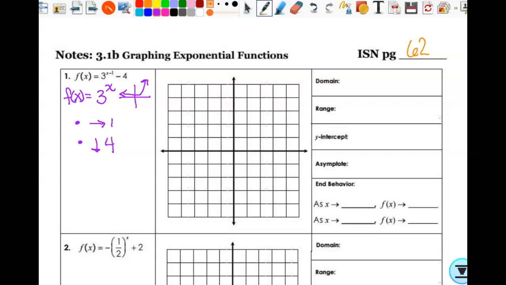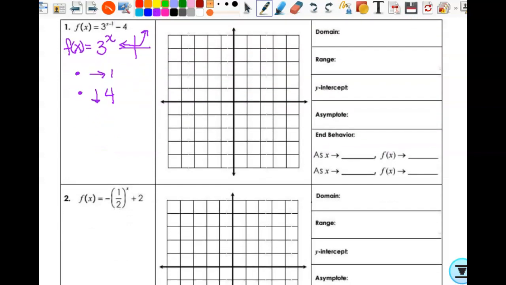What is the only transformation that's going to affect where my asymptote is? The down 4, okay? If I shift up or down. So if this is an exponential, my parent function has an asymptote at y equals 0. This whole graph gets shifted down 4, so that makes it go to -4. So my asymptote is here.